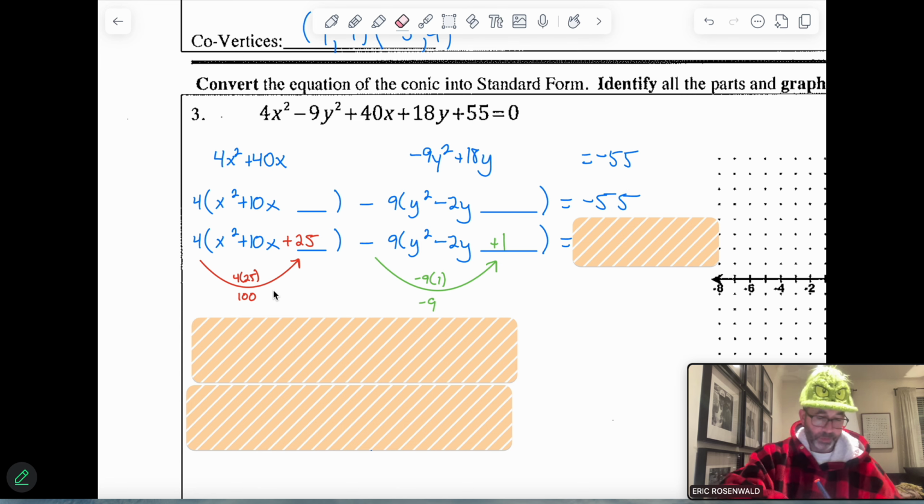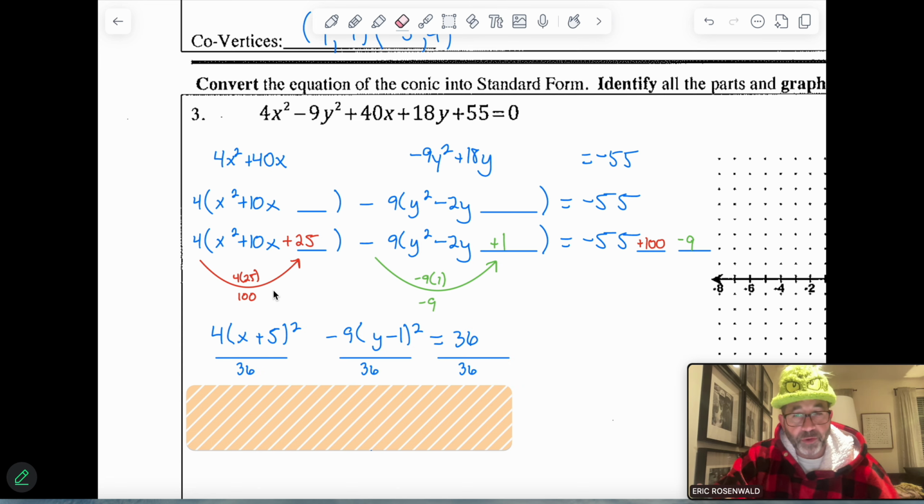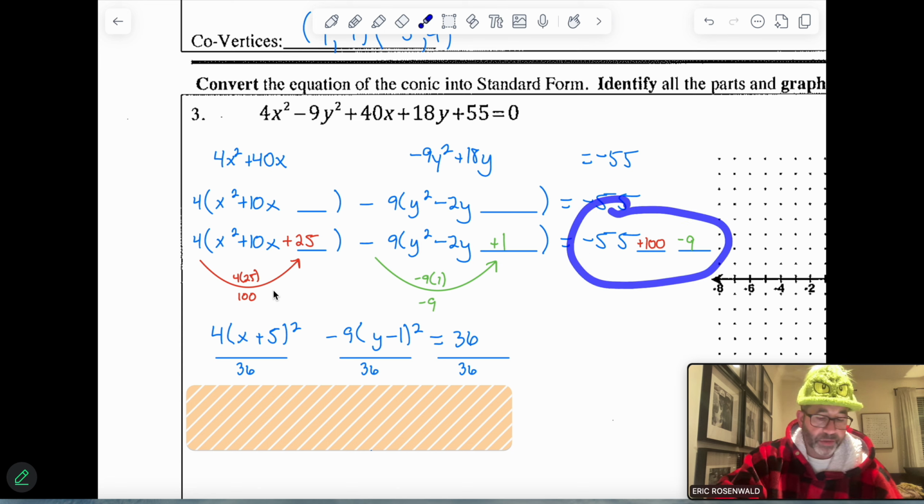We're going to balance it by adding 100 to the right and taking away a 9. We simplify and write it in this binomial squared form, which is 4 times the quantity x plus 5 squared. And then we have the negative 9, y minus 1 squared, and all that is going to equal 36. All of this equals 36 right here.